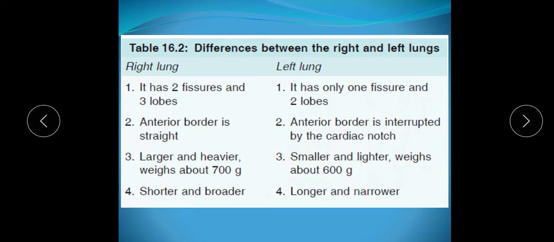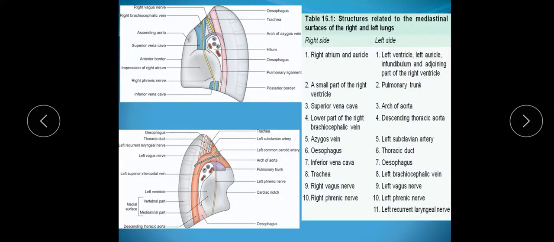The right lung is shorter and broader. The left lung is longer and narrower. These are the differences between the right and the left lung. Then the structures or impressions on the mediastinal surface of the right and the left lung. These are the structures which are present on the mediastinal surface.